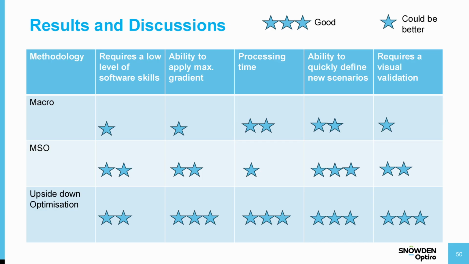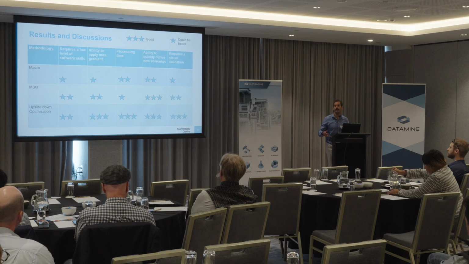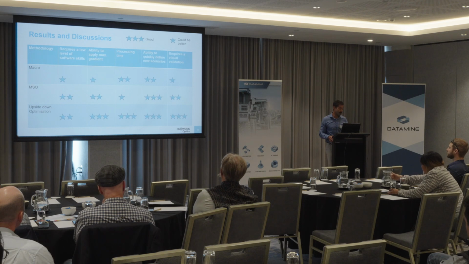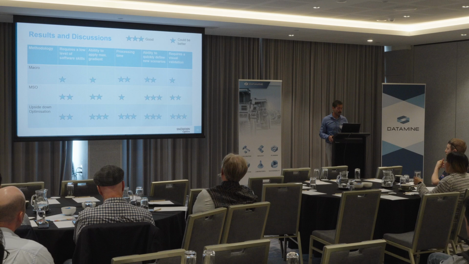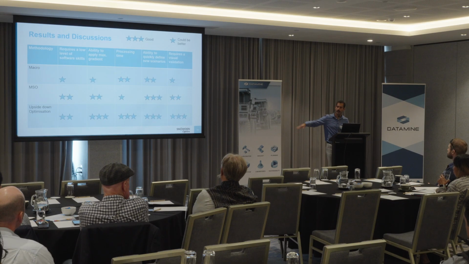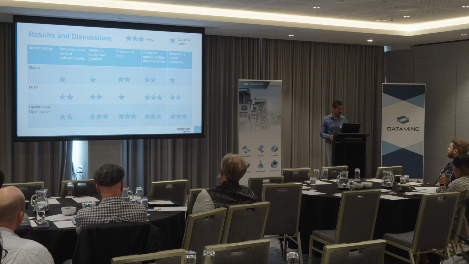Basically, the first one is software skills. Sometimes with macros, if you pass the macro to another person who is not familiar with it, they need to understand all the steps and the whole process, and it can be a bit tricky. The MSO and the upside down optimization are easier from this side because they have an interface. The ability to apply the maximal gradient: in a macro, you don't have that. In the MSO, you can do that in an X and Y framework, a limited framework, but the pit optimization can extend for the whole size of the deposit.